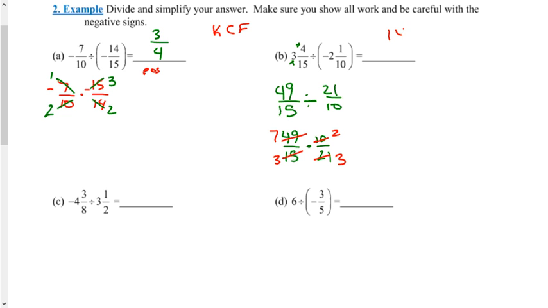That gets me 14/9. And now I got to check and see, is this going to be positive or negative? Well, this one's positive, that one's negative. There's only one negative sign. That means that my answer will be negative 14/9.